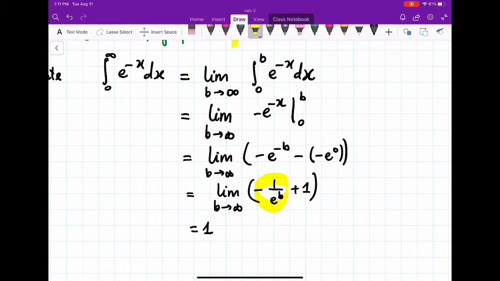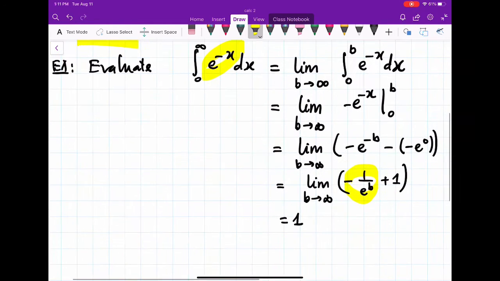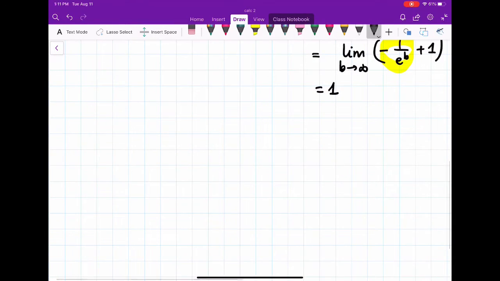But I tell you again, that is a very simple case. We are lucky because we may evaluate the antiderivative of this function. If you cannot evaluate the antiderivative, there's no way to use the definition. That is the thing. All right, let's consider another example.